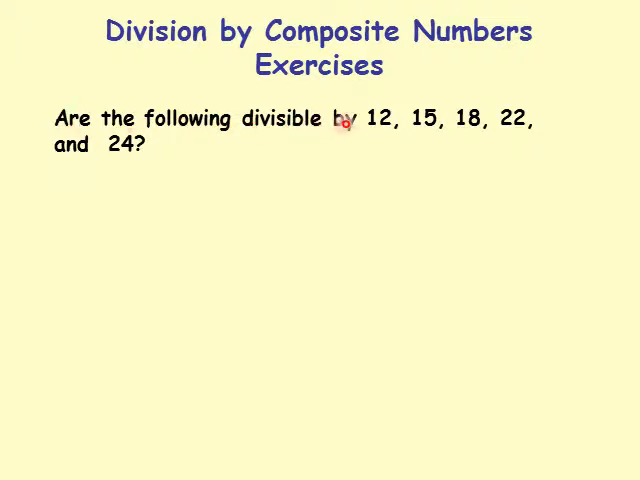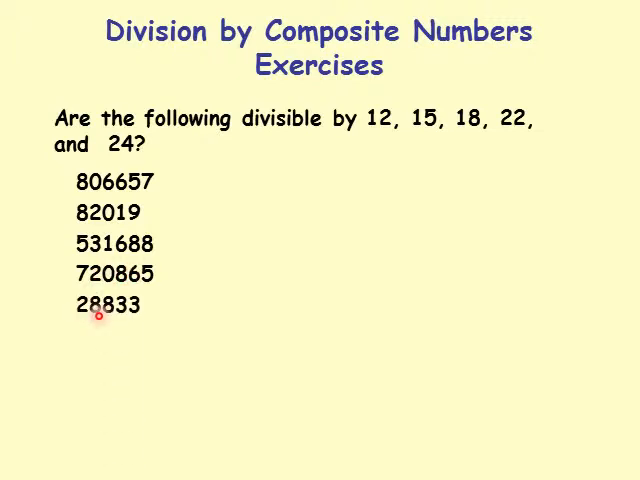Exercises here. Are the following numbers divisible by 12, 15, 18, 22, and 24? First number 806657. Next number 82019. Next number 531688. Next number 720865. Next number 28833, and some more.